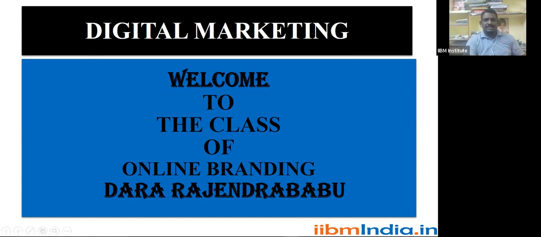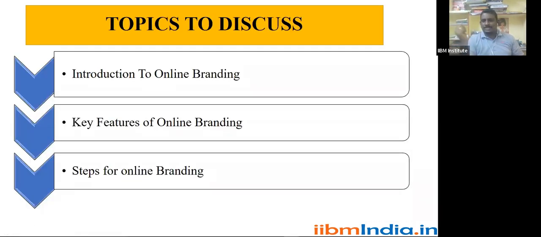So in our previous classes, we have seen how to promote a business, how to come up with an online marketing mix, how to study the product, that is the online product life cycle. Now today we are going to discuss online branding, and also some of the key features of online branding and the different steps included in online branding. So these are the topics which we are going to discuss in today's class.